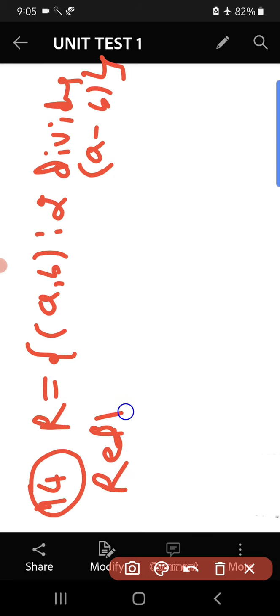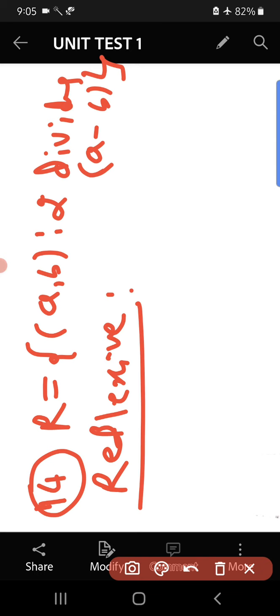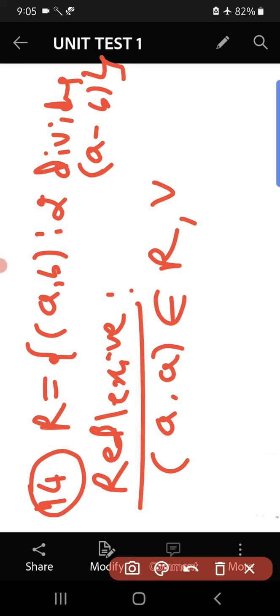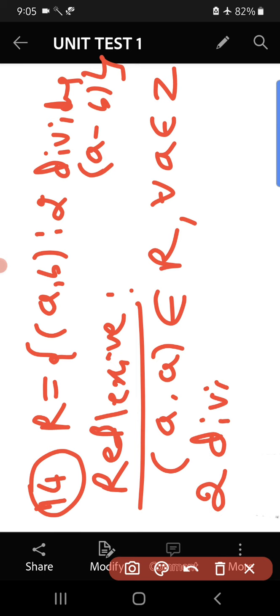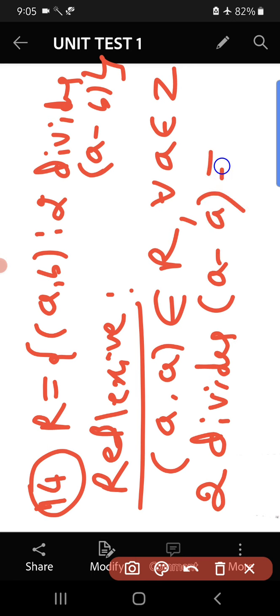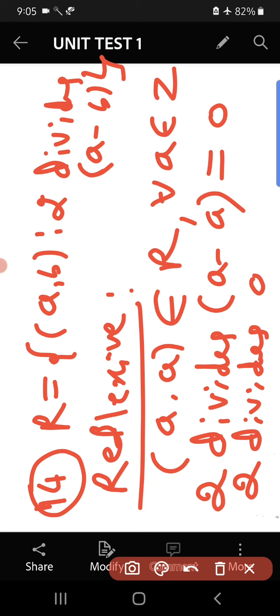See, reflexive. First let us consider reflexive. As I told in the previous example, any element is related to itself for all integers. We have to verify whether it applies or not. 2 divides the difference. Difference means what? a minus a. So a minus a is 0. 2 divides 0. It is true. 2 divides 0 is true.